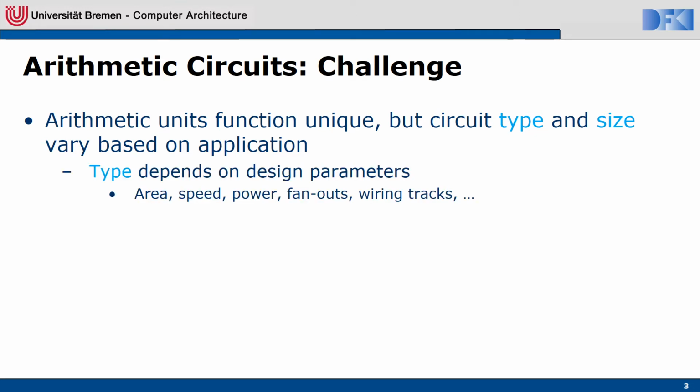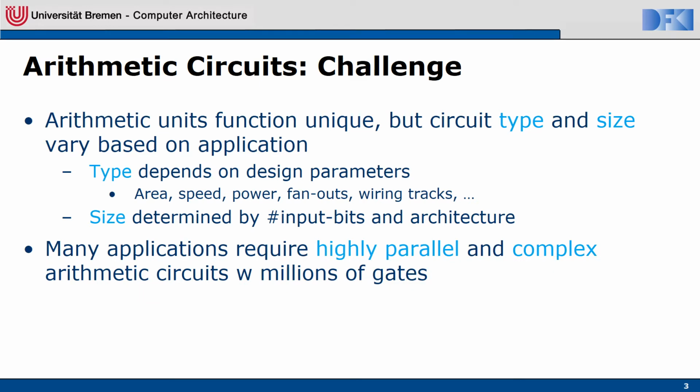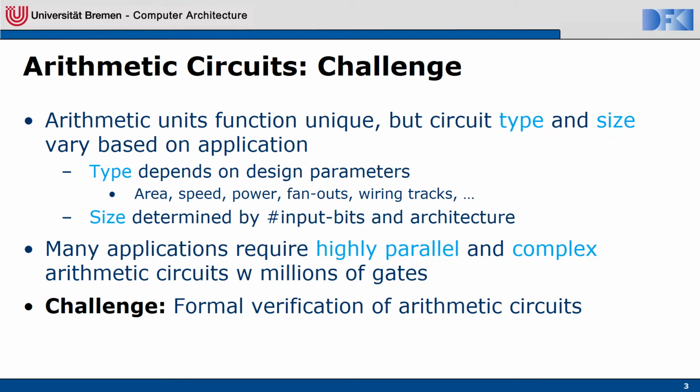Type depends on design parameters such as area, speed, power, fanouts, and the number of wiring tracks, and size is determined by the number of input bits and the architecture. Many applications require highly parallel and complex arithmetic circuits with millions of gates. The big size and the high complexity make these circuits error-prone, so proving correctness of them after the design is very important. Nowadays, this becomes possible with the help of formal verification methods.